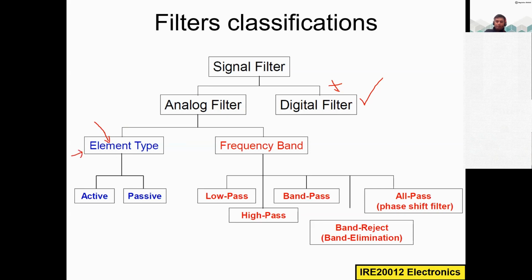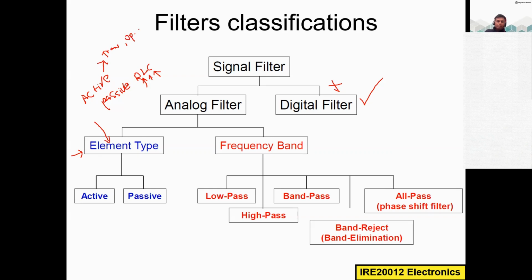Element means the electronic devices. There are active elements and passive elements in electronics, which you may already know, or if you did not know, I remind you now. What are the passive elements? R, L, C. R means resistor, L means inductor, C means capacitor. And active elements means all the transistors and operational amplifiers.